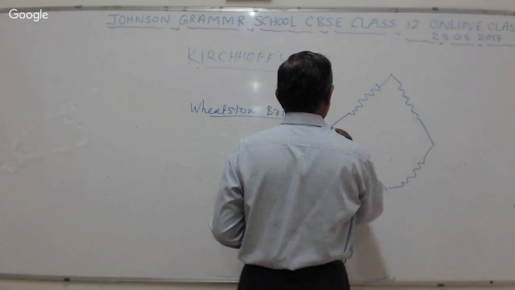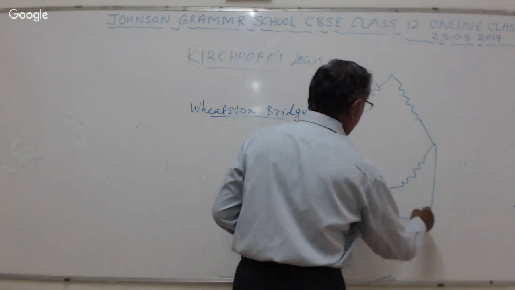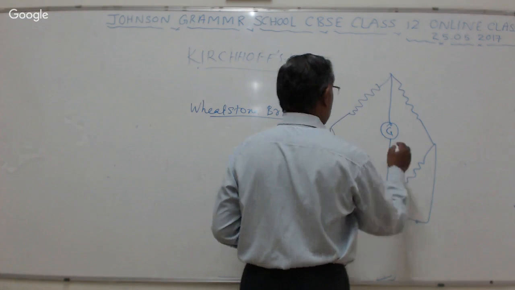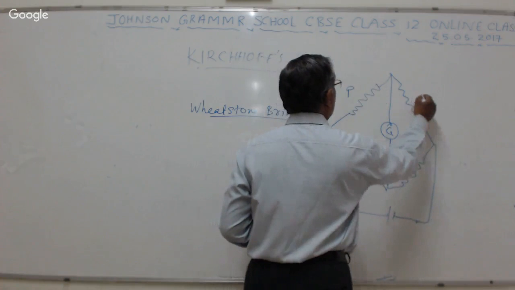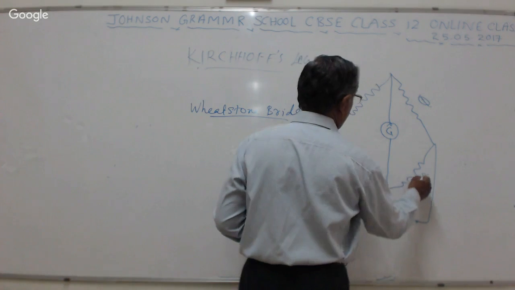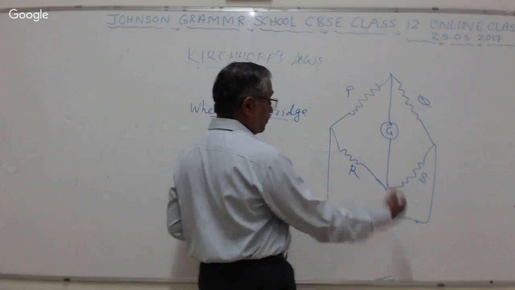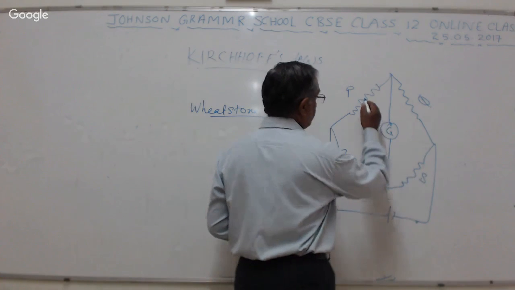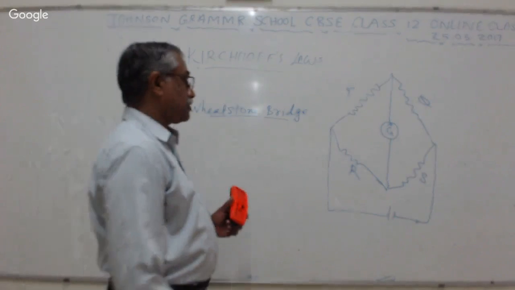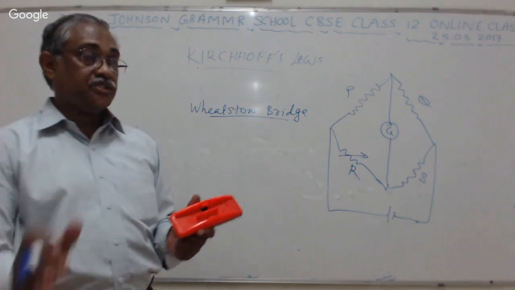And there is a potential difference given, and there is a galvanometer connected across. So this is P, Q, R. One of these will be a known value. So suppose P, Q, and R are known to us. We can find the S value, which is unknown. One of these can be a variable resistor also. We can adjust the value.